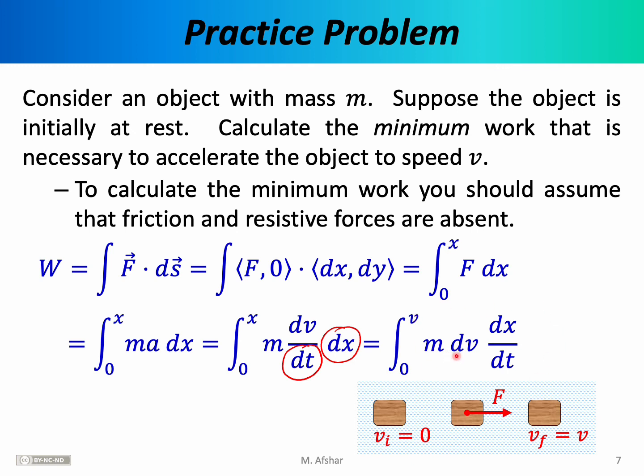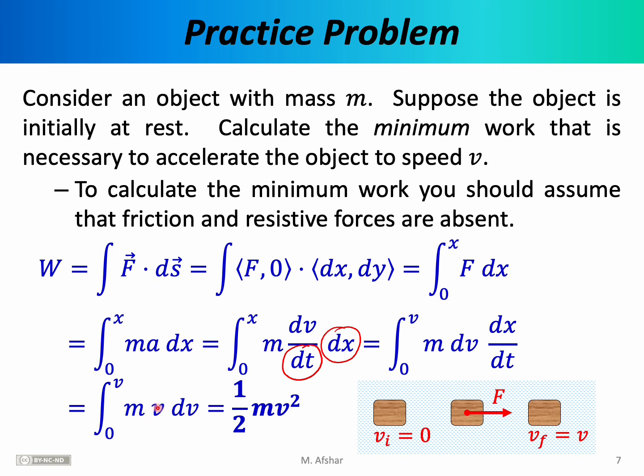Now, this doesn't really seem like a useful thing to do until you realize that dx over dt is itself v. That's how velocity is defined. It's the derivative of position with respect to time. So this integral here can be written as m v dv. So I've replaced the dx over dt with v. Now the mass of this object does not change as you push it around. So m is a constant. You can bring it out of the integral. And then v dv is an easy integral to do.